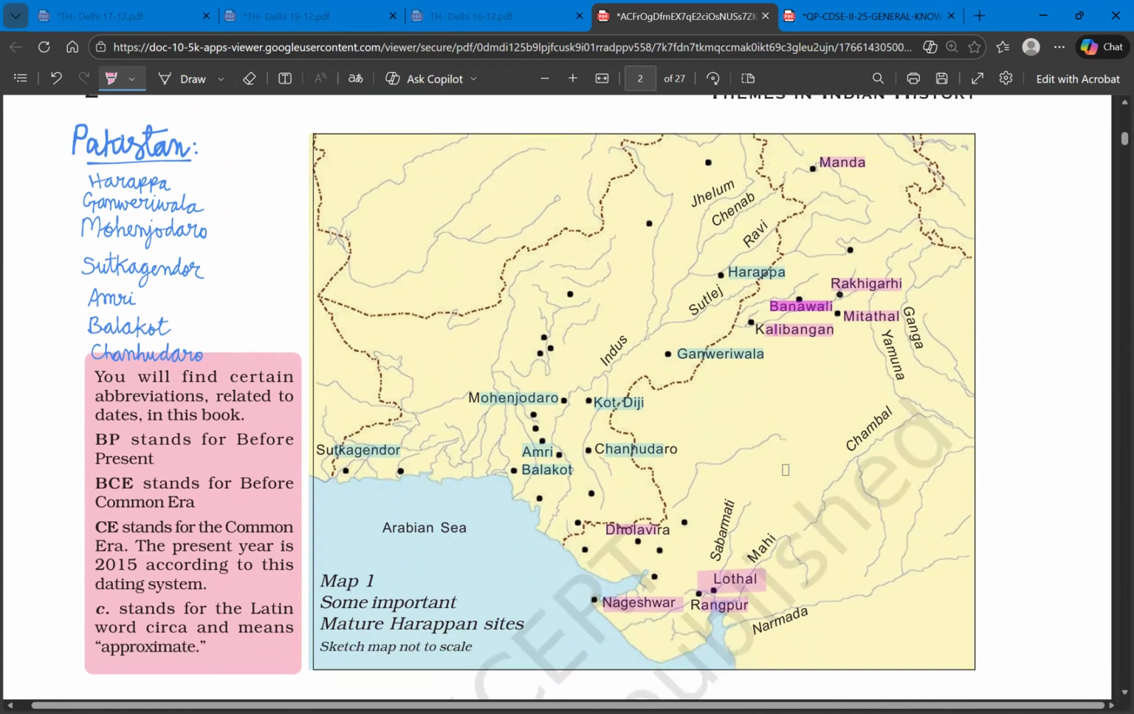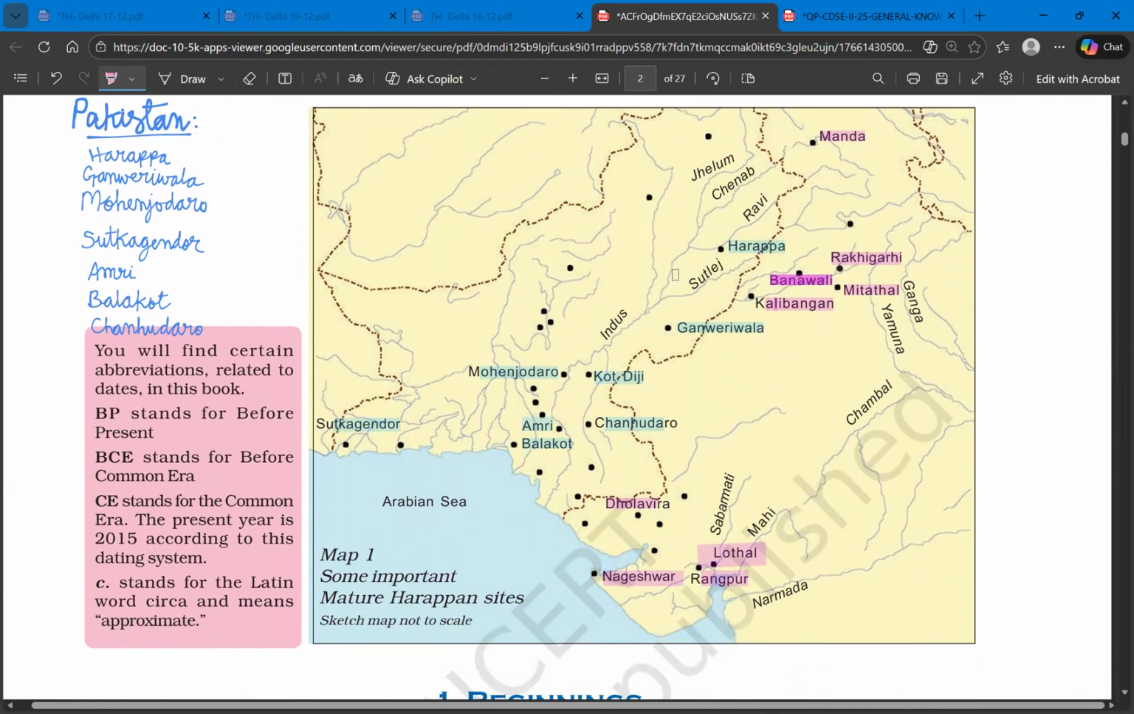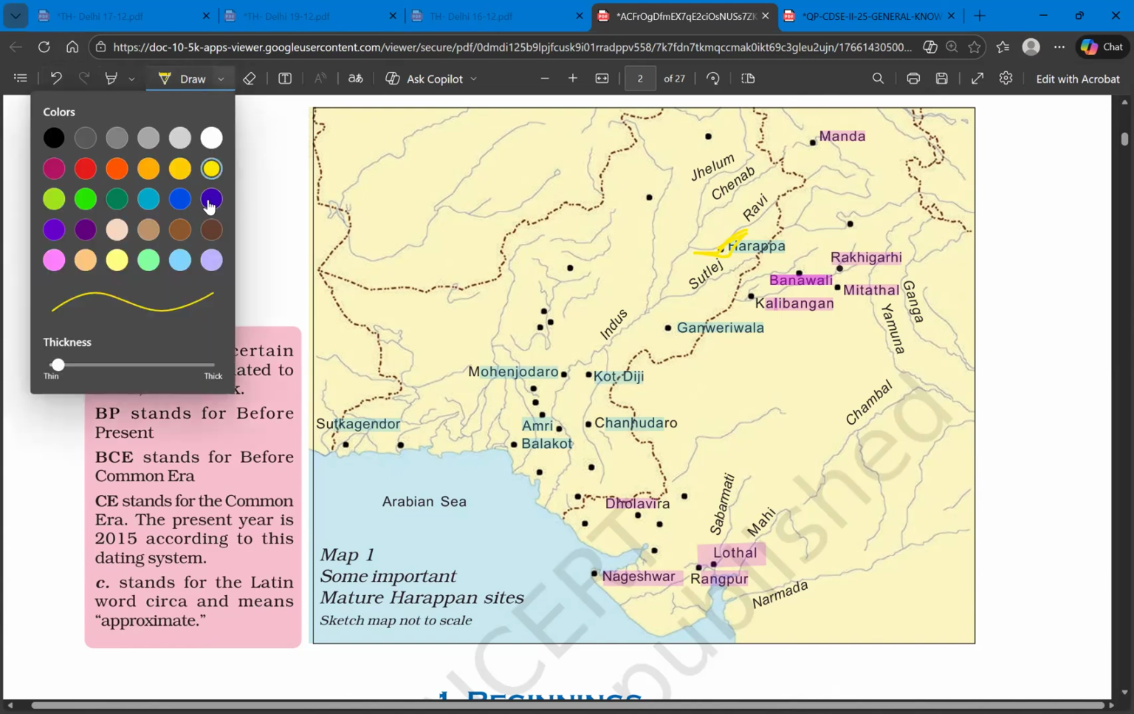So here, let's see the main sites like Harappa. Harappa is currently in Pakistan. It is on the bank of River Ravi.